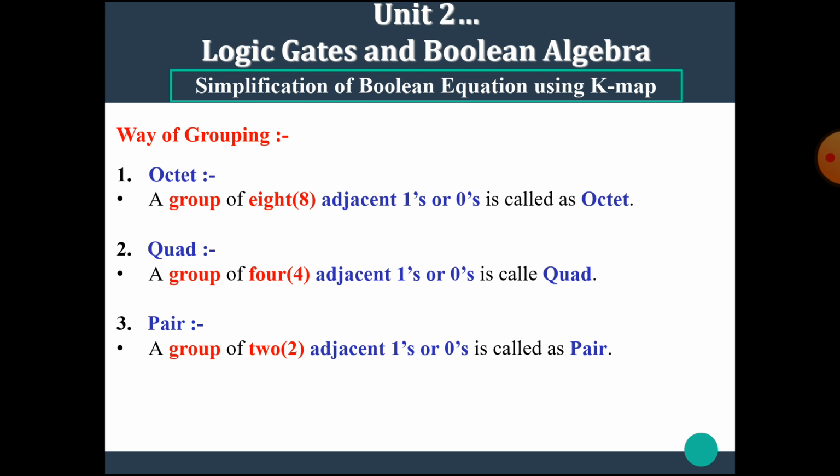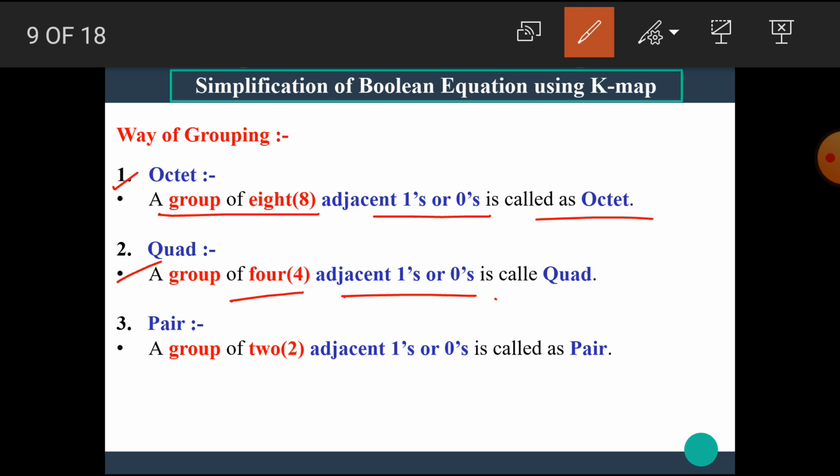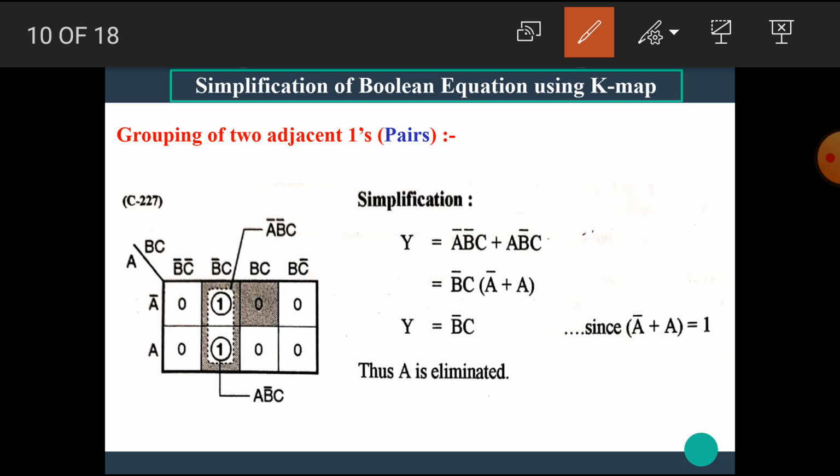Now let's see the way of grouping. Octet means a group of 8 adjacent ones or zeros is called an octet. Quad means a group of 4 adjacent ones or zeros is called a quad. And pair means a group of 2 adjacent ones or zeros is called a pair. Now let's see grouping of 2 adjacent ones, that means pairs.